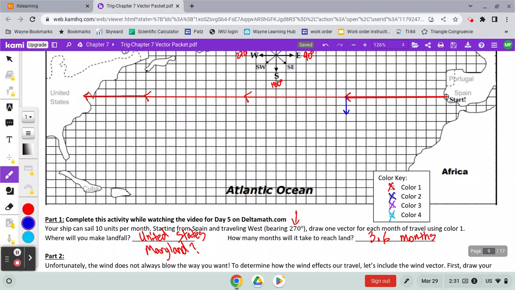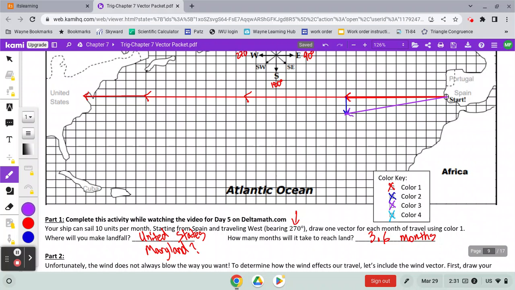Okay, and now I need to choose my third color, which I used purple for. And that's my resultant vector. That is where I get to. So we combine those two vectors together. Now, in reality, did our ship move left 10, then down 2? No, that wind was blowing throughout the month, but that was the end result of the wind. Okay, and our end result, our resultant vector here in purple, was right there.